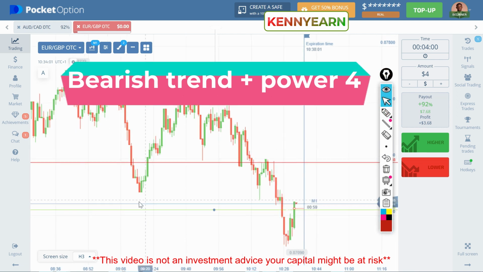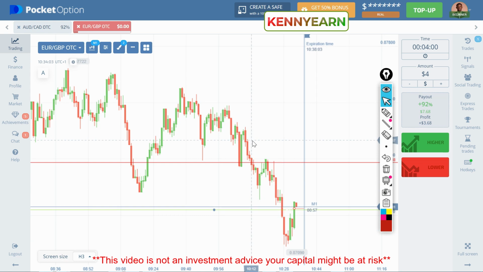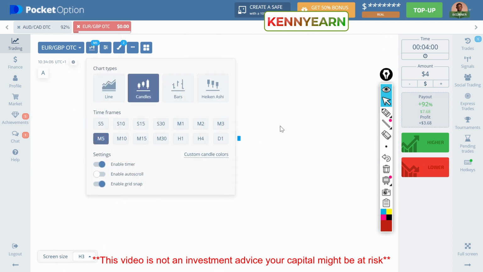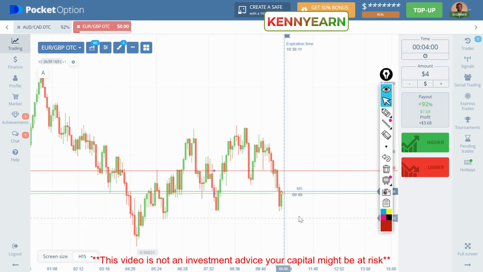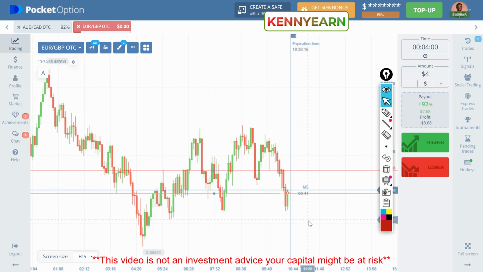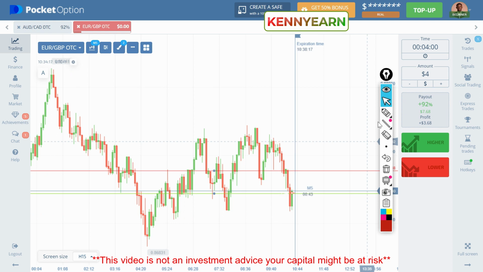So I want the market to continue the selling. And I think that entry should be the best. So I'm expecting more sellers. The market looks like though it's ranging. It looks like it's not going below that low.